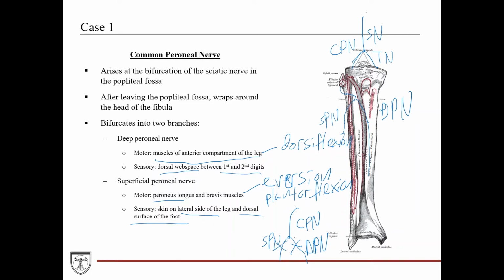On the flip side here, if the superficial peroneal nerve is injured, you'll have weakness of eversion of the ankle, and then you'll have some numbness here, but these functions in the anterior compartment will be okay. Now, if you have a common peroneal nerve injury, that's going to affect both of these nerves because they're branching from the common peroneal nerve, so you're going to have all of these symptoms.